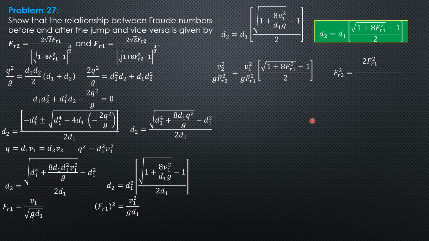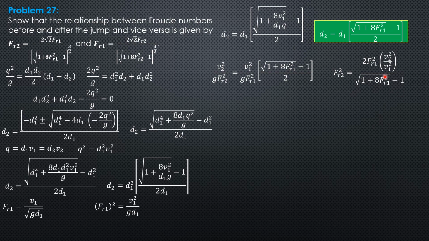So fr2 therefore is equal to, if we solve for fr2 square from here, it is equal to quantity v2 square over v1 square times fr1 square. This is it, times 2. So 2 fr1 square, then quantity v2 square over v1 square. So that's fr2 square divided by this quantity here, square root of 1 plus 8 fr1 square minus 1.